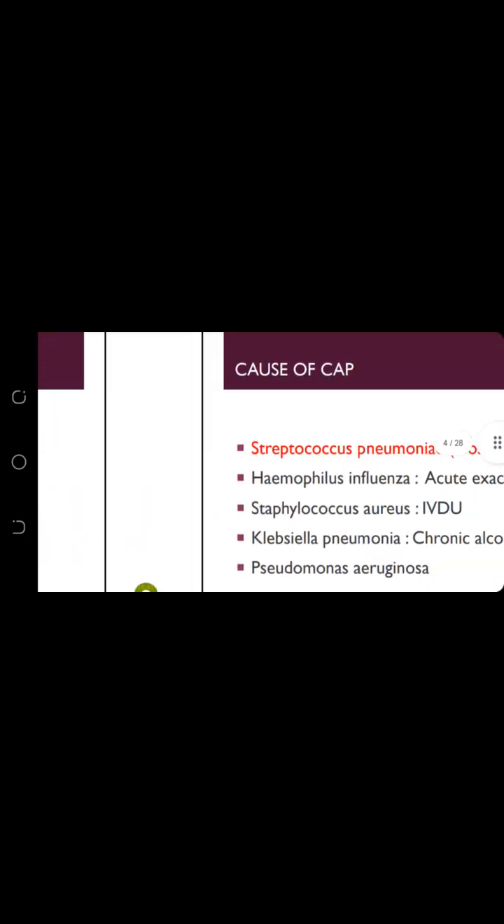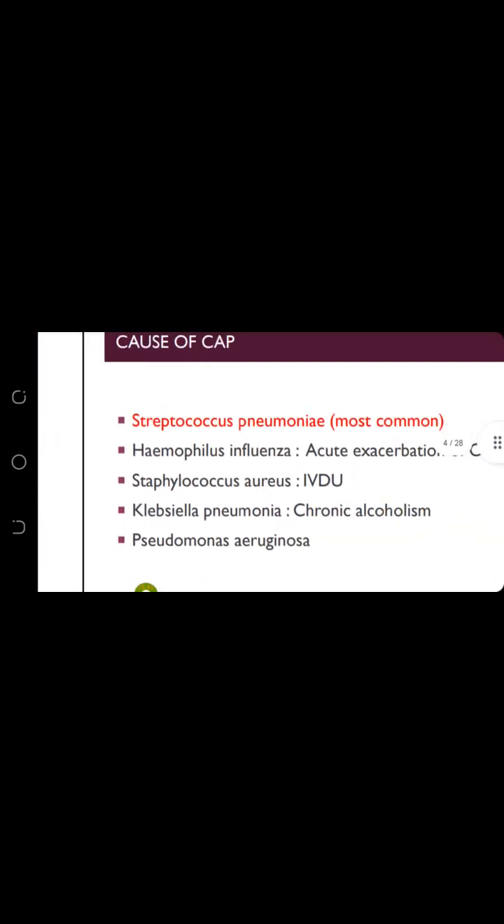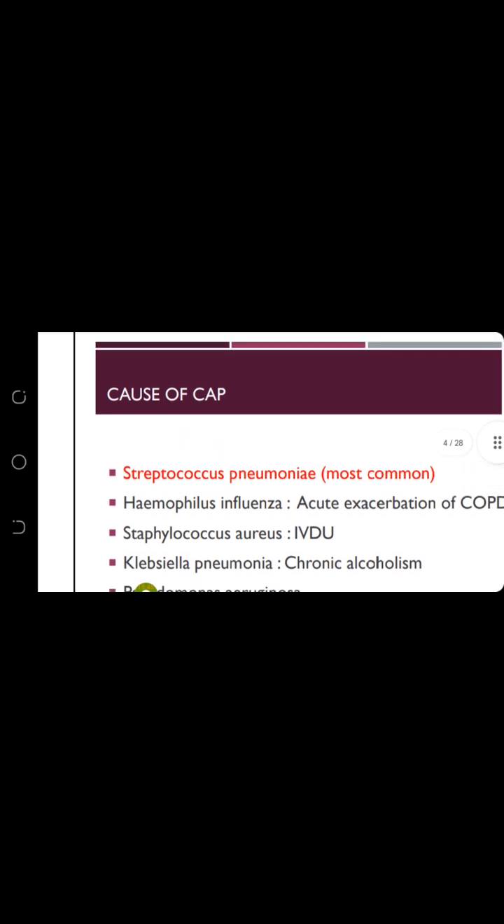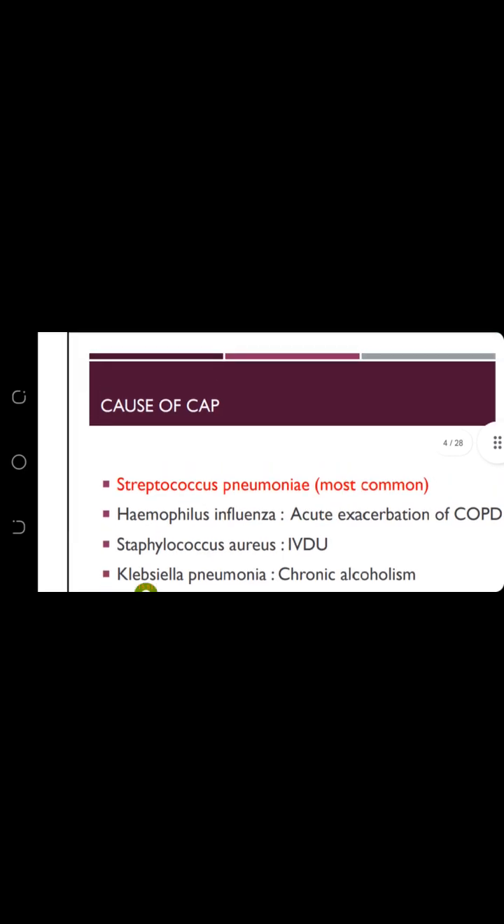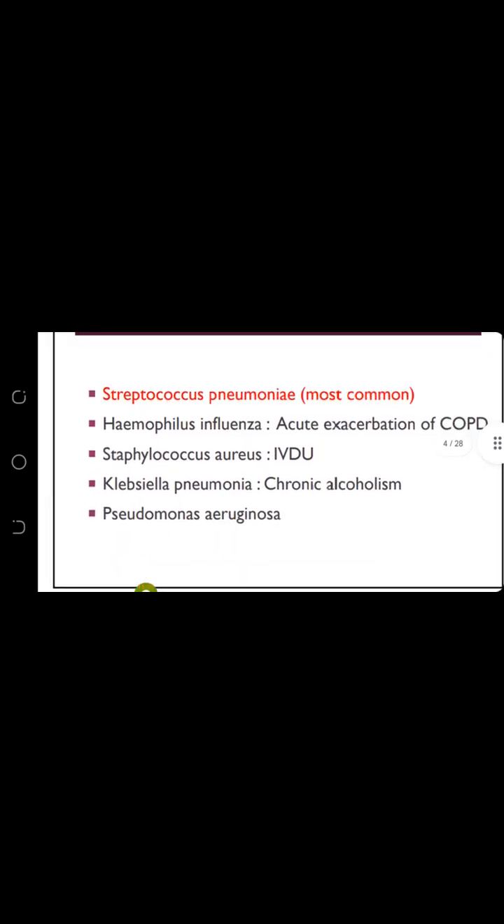Okay, then the causes of these. Community acquired pneumonia is caused by, remember, Streptococcus pneumoniae. This is also a bacteria. Remember, we did look at the gram positive and gram negative bacteria and their morphology, the mode of pathogenesis, and how they get transmitted and whatnot.